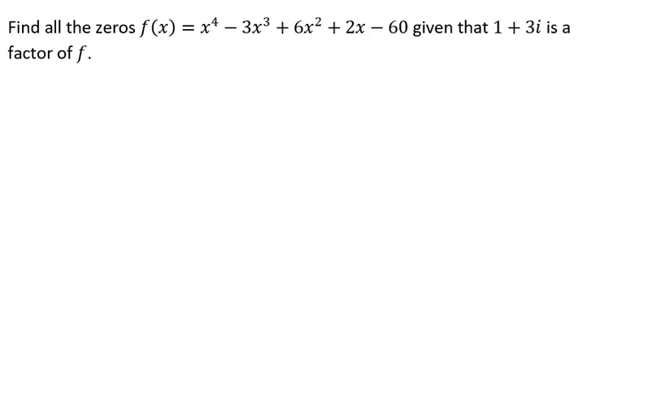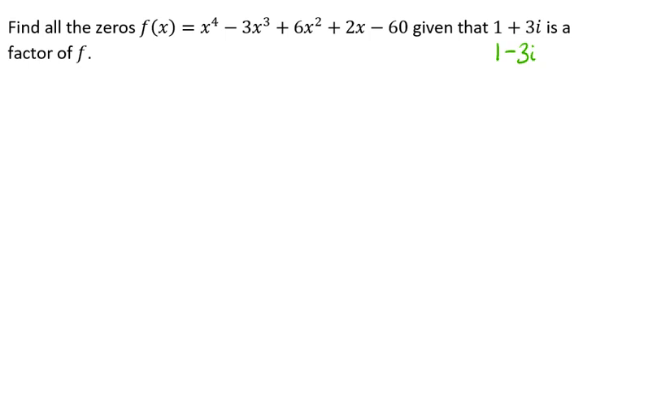In this video, we're going to be finding the zeros of a polynomial function, specifically of f of x equals x to the fourth minus 3x to the third plus 6x squared plus 2x minus 60, given that 1 plus 3i is a factor of f. Now, from what we learned about factors and that complex zeros occur in conjugate pairs, that also tells us that 1 minus 3i is also a factor of f.